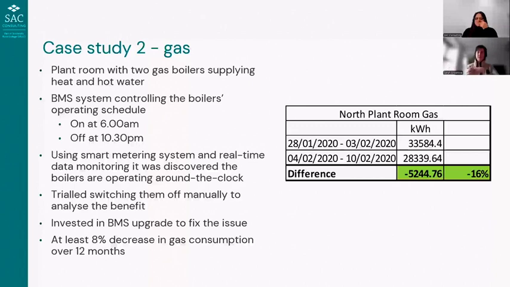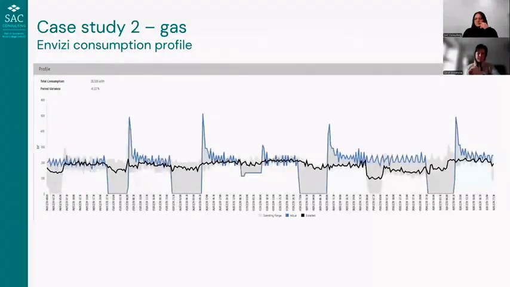Now this was enough for us to justify, yes, we should invest in fixing the BMS failure. Just so you know, BMS can be quite complicated and quite technical, and you need to get certified engineers to come and fix it. That makes it a little bit more awkward and quite costly as well. So this was really a good way to justify, yes, we need to fix this failure, and it's going to result in an overall decrease in gas bills for the year. So if we just move on, I'll talk you through the consumption profile.